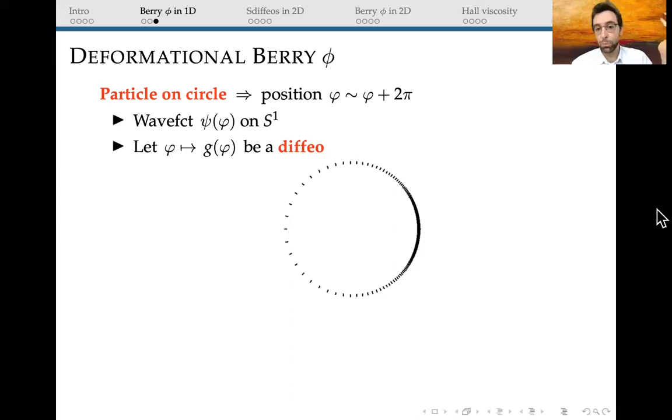And of course, you can do anything you like as long as it's smooth. So here's another example where I have decided to pinch the circle at 3 points instead of one, and so on. You can do anything you like as long as it's smooth. In particular, of course, you can rotate your circle freely.